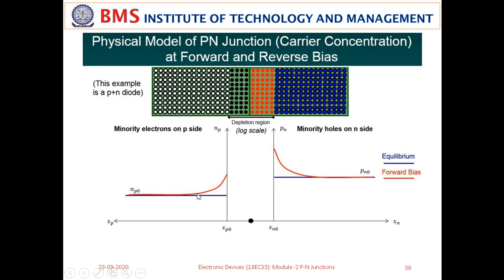This graph shows the minority electrons on the P side, and this graph shows the minority holes on the N side, both under equilibrium and forward bias condition. The flat horizontal line shows equilibrium, PN naught. PN naught means holes on the N side under equilibrium condition. So this is PN. The minority carriers keep varying like this.